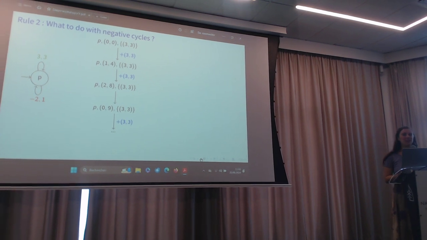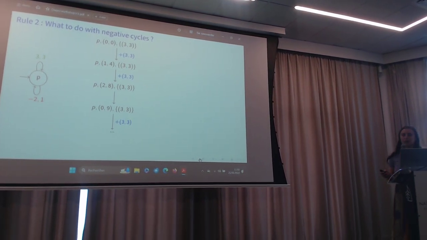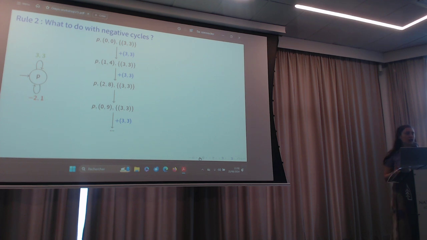Maybe it wouldn't hurt if you recall the rules. Yes, while we are waiting, I recall the rules. So rule 1 was to add the weight of simple positive cycles when they are executable. So it's the simplest one. And then rule 2 was somehow similar for negative cycles, but of course you cannot add negative cycles, so you do something with them.